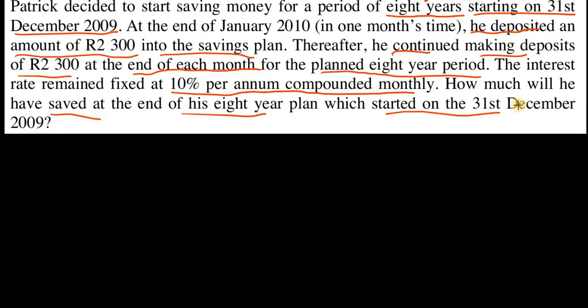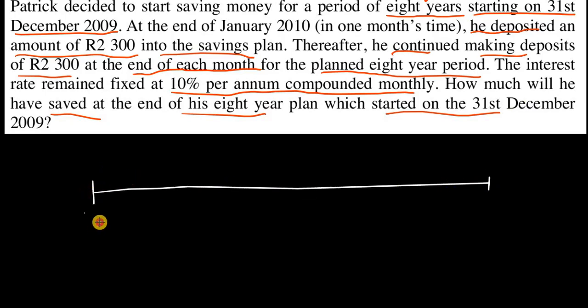Now, I'm going to grab my timeline again. I know that I have T0 here, then I have T12. But remember, this is the timeline for 2010. Understand that this is a timeline for 2010. It means when is T0? It is December 31st, 2009.